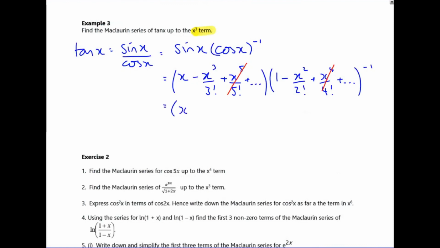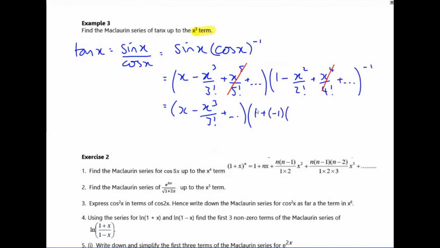So we've got x minus x cubed over 3 factorial plus and so on. And I'm doing the binomial expansion on 1 minus x squared over 2 to the minus 1. You can quote the binomial expansion formula, which is on your formula sheet. So instead of x, you've got minus x squared over 2. This is 1 plus n, which is minus 1, times minus x squared over 2. And I'm going to stop there because then the next term would take me up to an x to the 4 term, which I'm not interested in. So I'm going to go up to x cubed.